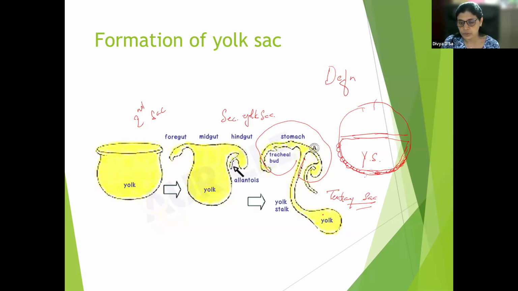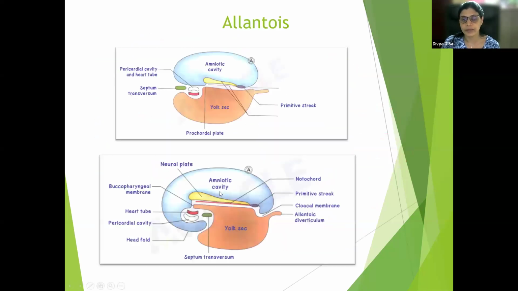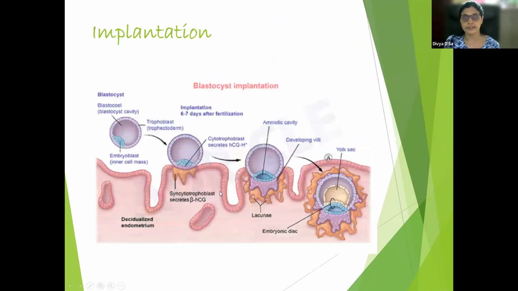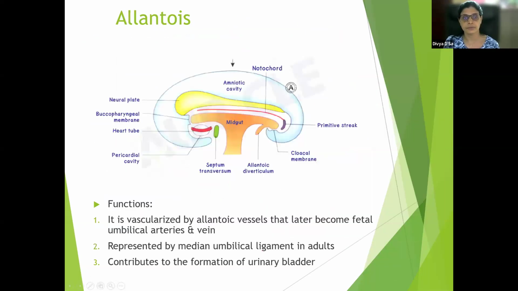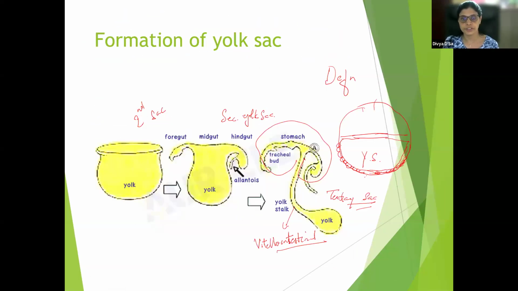This yolk sac, the definitive or tertiary yolk sac, will be communicating with the midgut through this vitellointestinal duct. So this is the vitellointestinal duct. These are the three stages of the yolk sac: the primary, the secondary, and the tertiary. So that was the definition and the development.